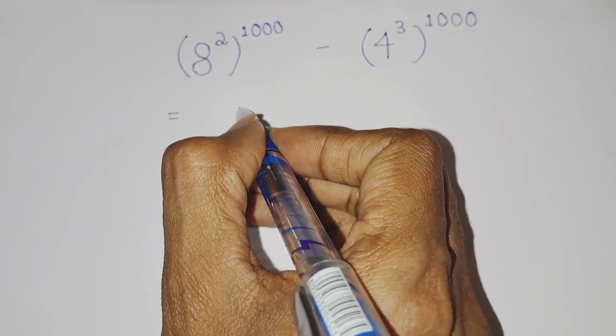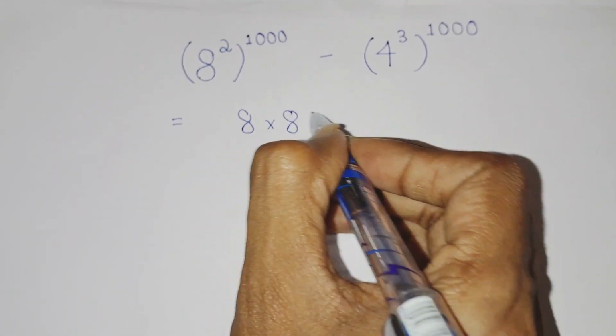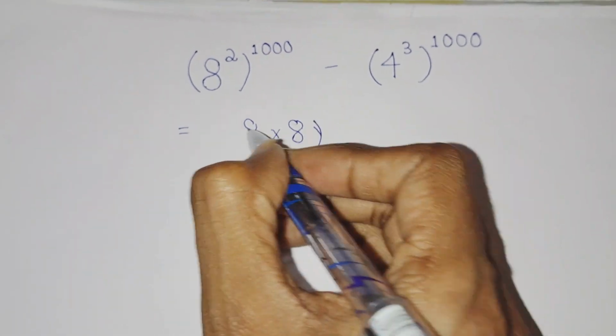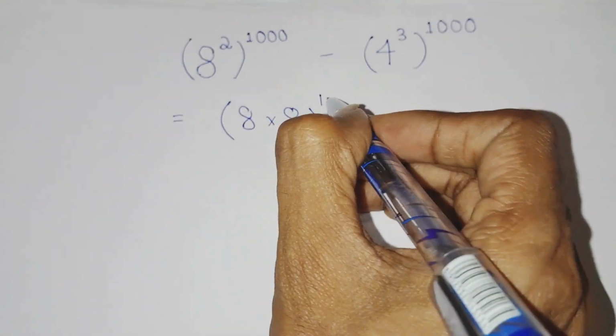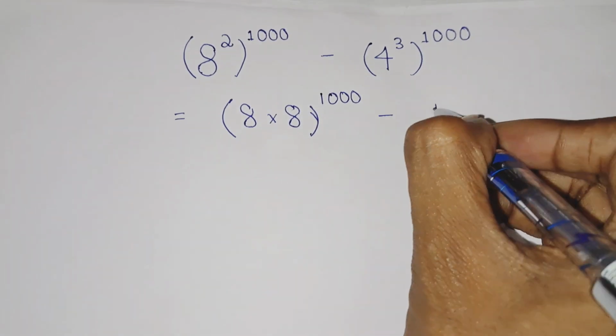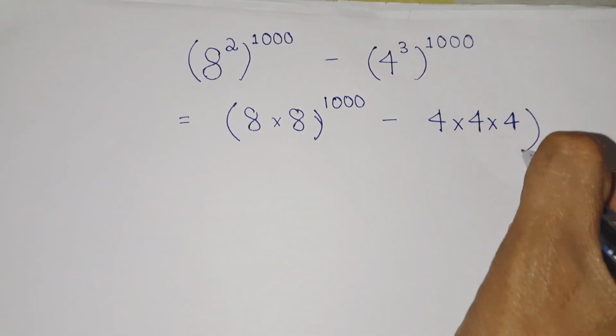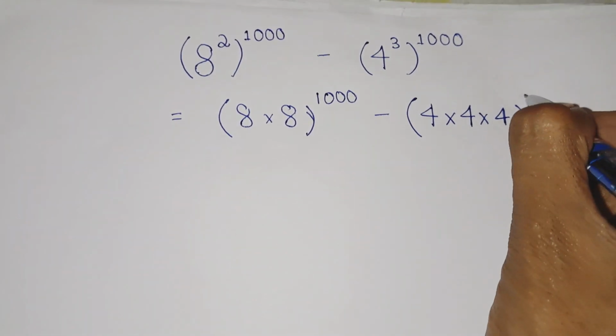So what we can do, we can start by writing this as 8 multiplied by 8 to the power 1000, because 8 square means we multiply 8 two times, minus 4 to the power 3, which means 4 multiplied by 4 multiplied by 4, three times, to the power 1000.